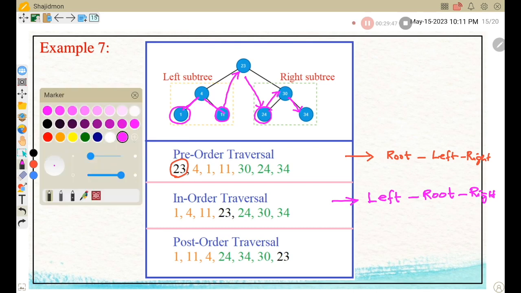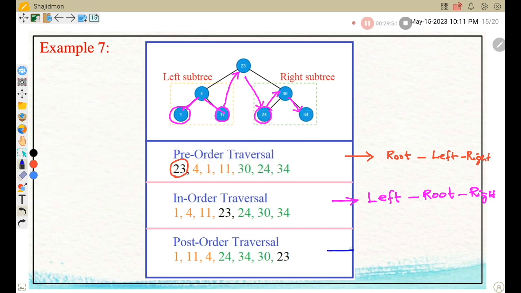Now lastly we need to discuss the post order traversal. Now post order means how is the order: first the left subtree, then we need to visit the right, then we need to visit the root, correct? Okay, so let me go to the third one.